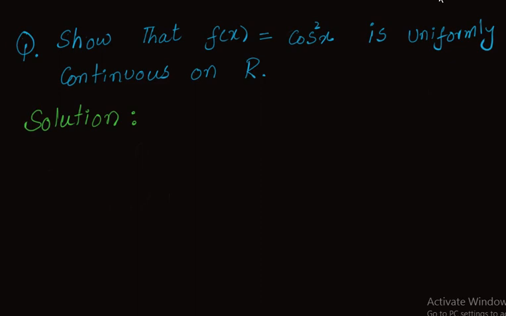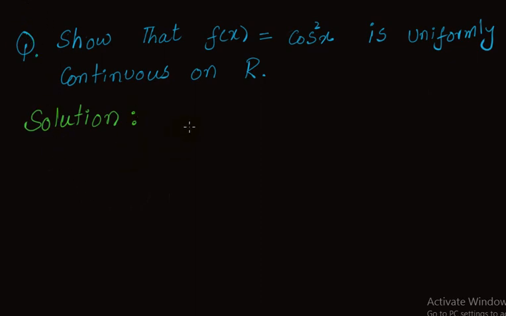Welcome students to another lecture on real analysis, in which we shall show that the function f of x equal to cos square of x is uniformly continuous on R. First we discuss the definition of uniform continuity.